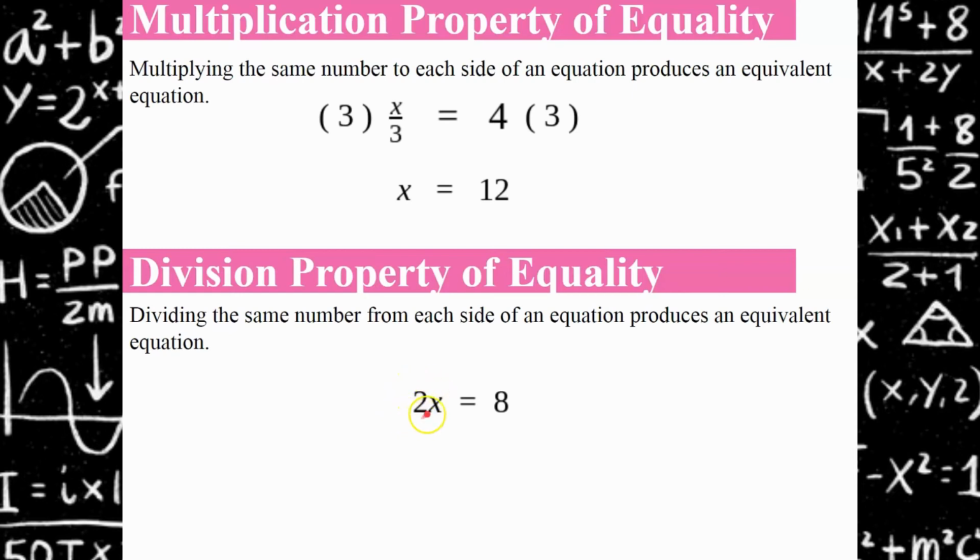So to undo multiply by 2, I'm going to divide by 2. So I must divide both sides by 2 to keep equality. 2 divided by 2 is 1, leaving me x. 8 divided by 2 is equal to 4. So my solution, my equivalent equation, is x equals 4.